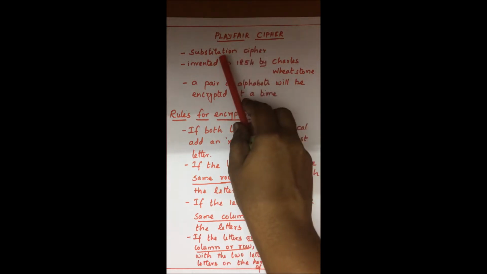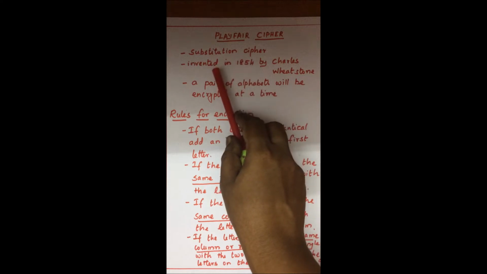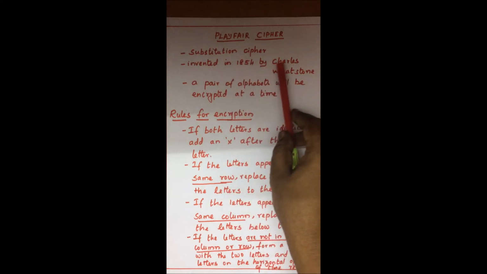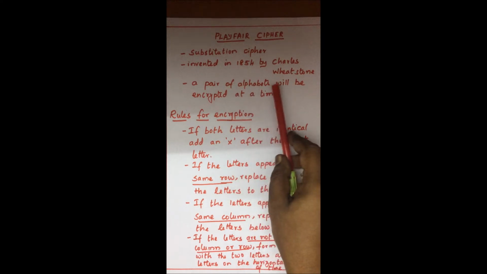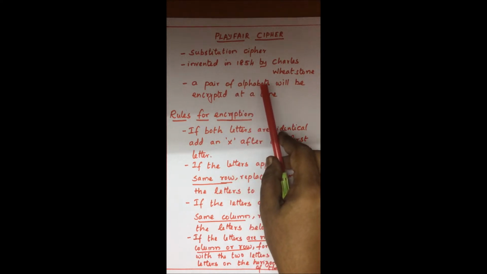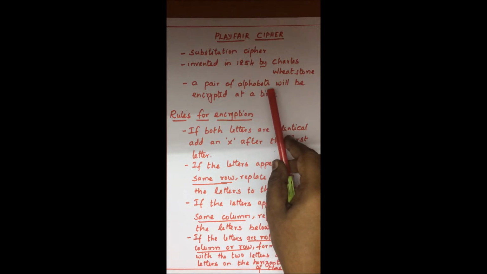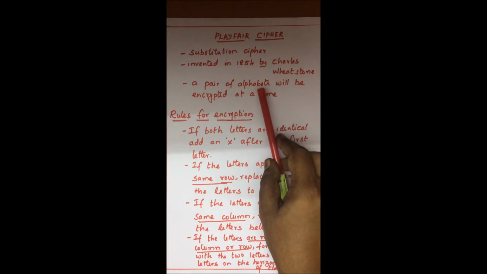Playfair cipher is a substitution cipher. It was invented in 1854 by Charles Wheatstone. It encrypts a pair of alphabets at a time. In Caesar cipher and in monoalphabetic cipher, it encrypts only one alphabet at a time. Here it encrypts two alphabets at a time.